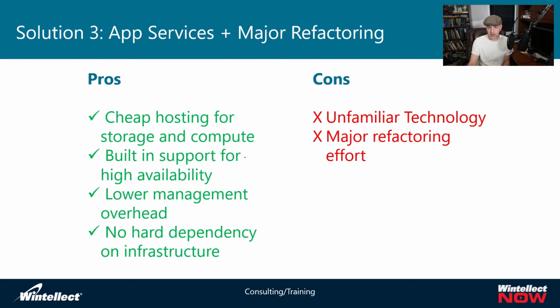It's got better built-in support for high availability, which is a big selling point of using something like app services. I don't have to configure load balancers. I don't configure any of that kind of infrastructure. I'm going to lower my management overhead, which is a cost reduction. It's kind of a soft cost reduction, because I'm using a lot of the platform as a service features where a lot of the management responsibilities are taken on by Microsoft, not by me.